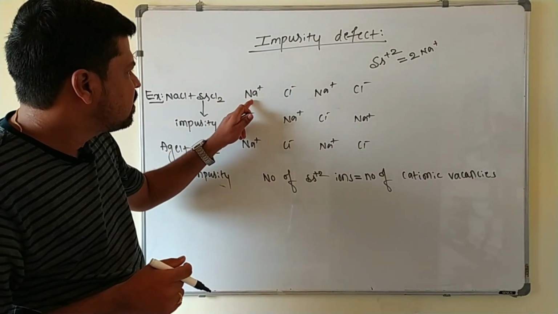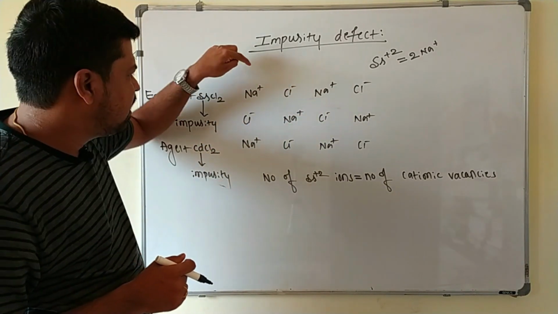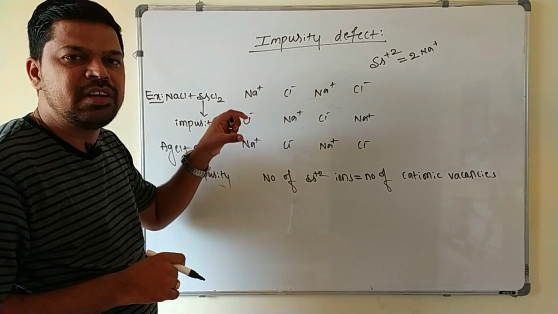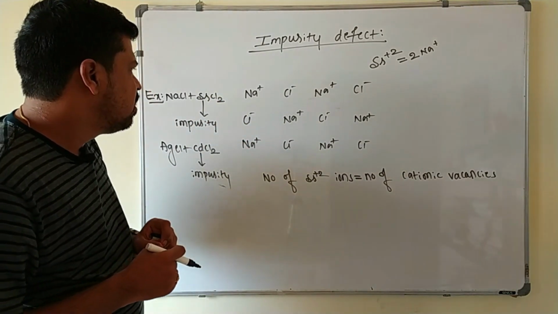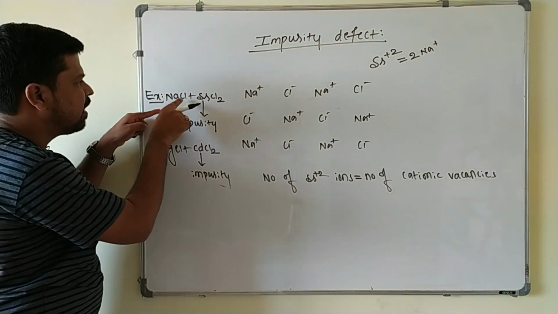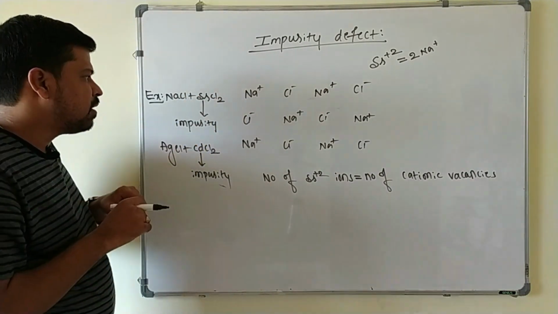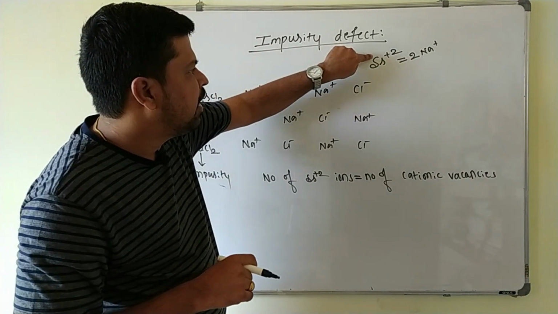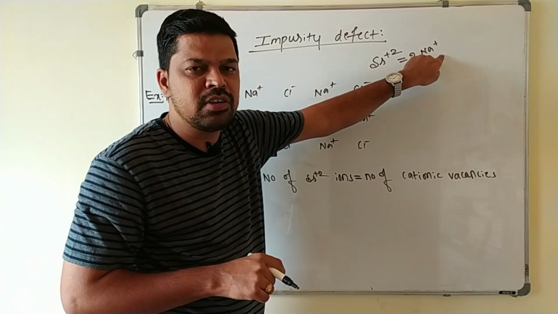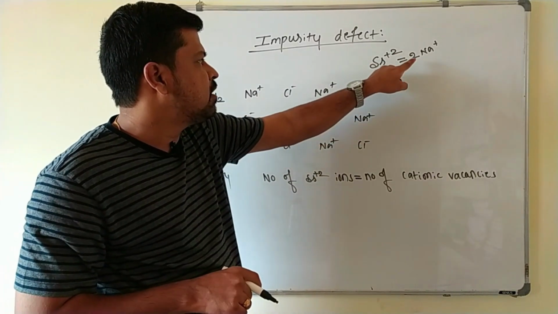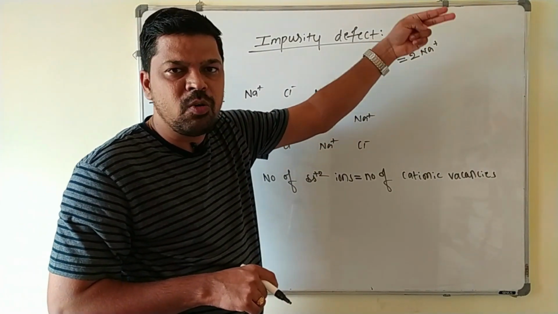We know that this NaCl crystal is electrically neutral, so the number of cations will be equal to the number of anions, because ionic solids are always electrically neutral. For example, here is an NaCl crystal containing a small amount of strontium chloride as the impurity. In this case, what happens? Each Sr2+ ion displaces 2 Na+ ions, because in order to maintain electrical neutrality, 2 positive charges are coming inside, which means 2 positive charges must go outside.